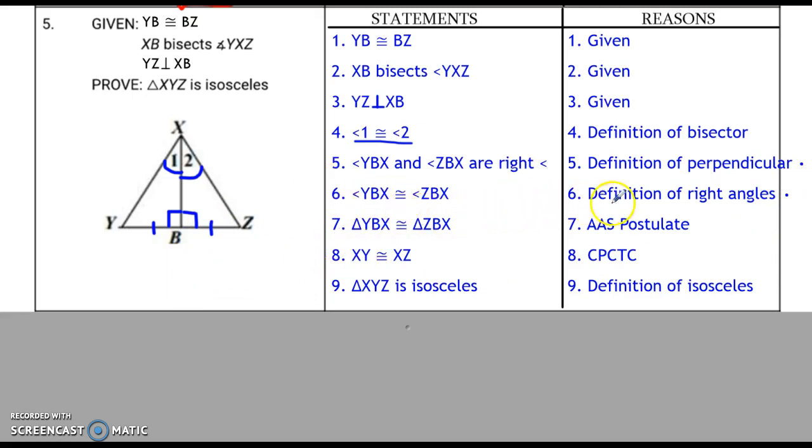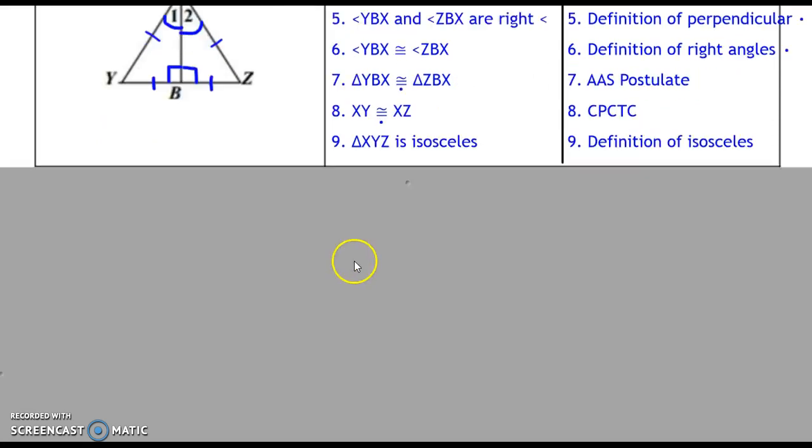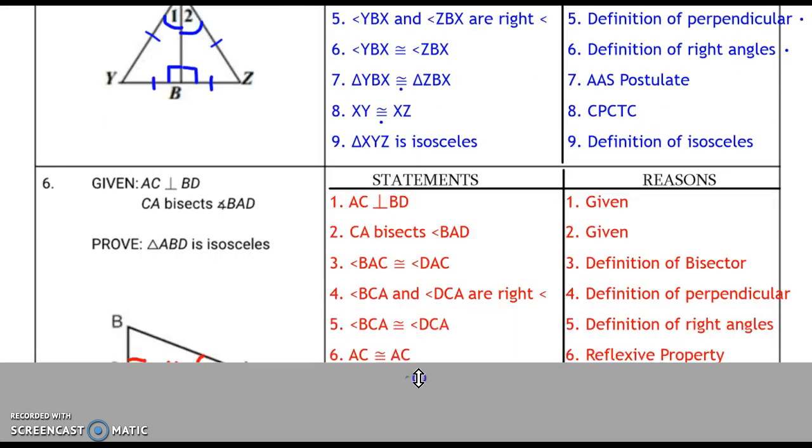Then we were able to find that these two triangles are congruent by the AAS postulate. XY is congruent to XZ. Right after we're saying that they're congruent triangles, we were able to say that the pieces of them are congruent. That's what CPCTC really means. And then we were able to claim that XYZ is isosceles based on the definition of isosceles. We got XY is congruent to XZ because of that CPCTC, and then isosceles followed right after that.